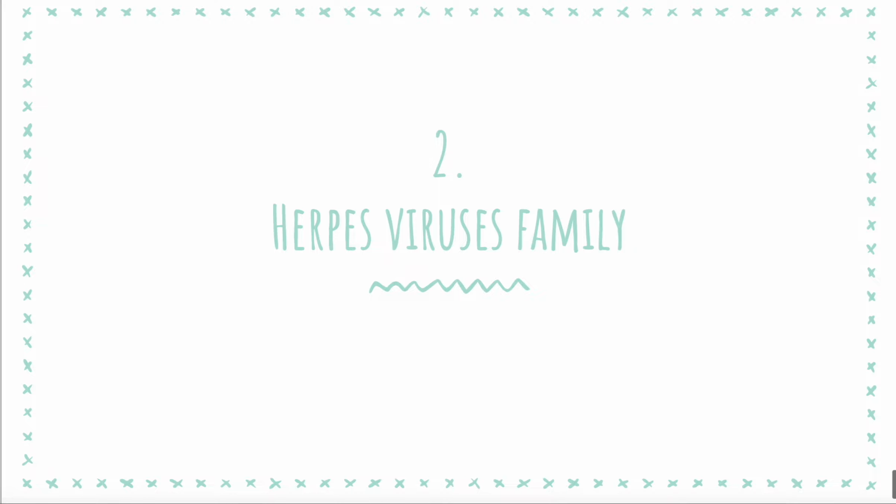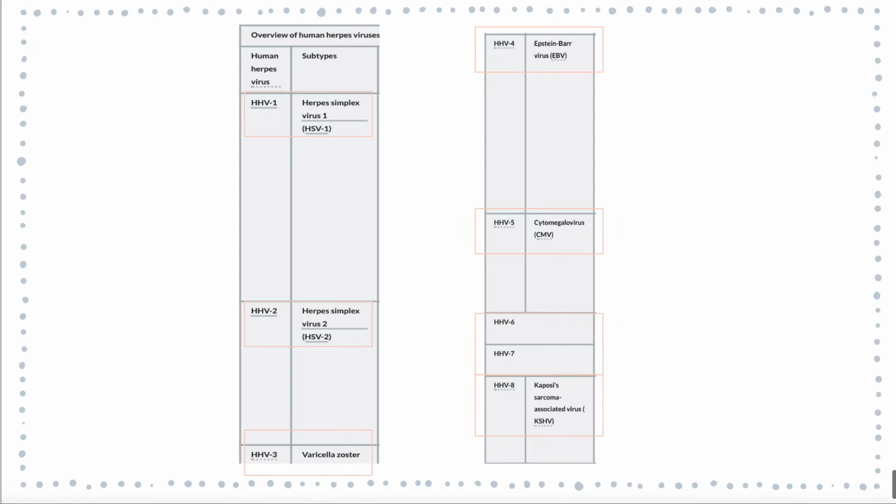Okay, the second entity we will be talking about is the herpes viruses family. As you can see, we have multiple families that we will be covering today, inshallah. First one is human herpes type 1, human herpes type 2, type 3, which is the varicella zoster, type 4 is the Epstein-Barr virus, type 5 is the cytomegalovirus, 6 and 7 is the exanthem subitum we just talked about, and 8 causes Kaposi sarcoma in immunocompromised patients.